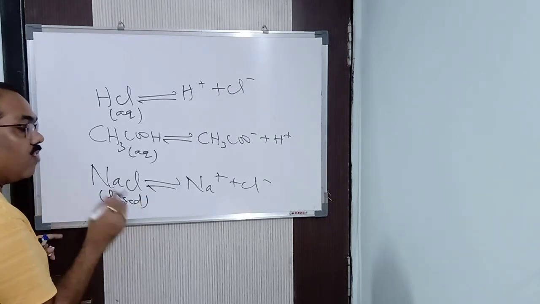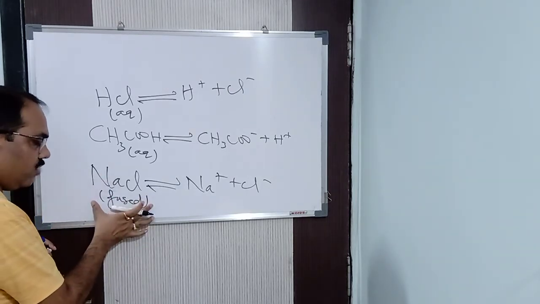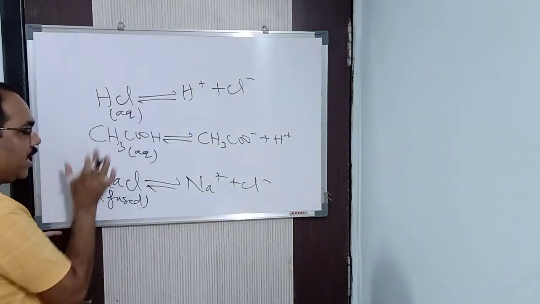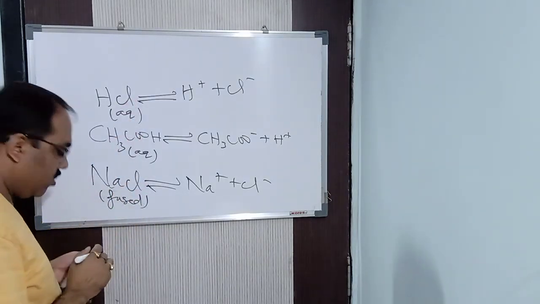We use the word ionization. Why? Dissociation, we use the word. For ionic compounds, we use the word dissociation. For covalent compounds, we use the word ionization. Now, why do we use the word dissociation here?